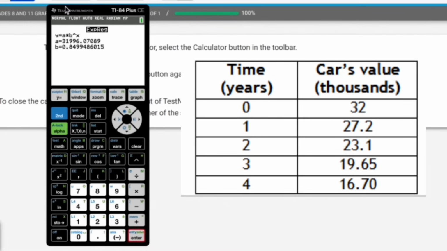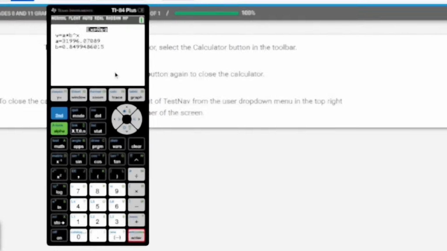And there you have it. You can see that A is awfully close to the beginning value of the car, which it is. That's almost $32,000. There's my B. So let's put it all together.